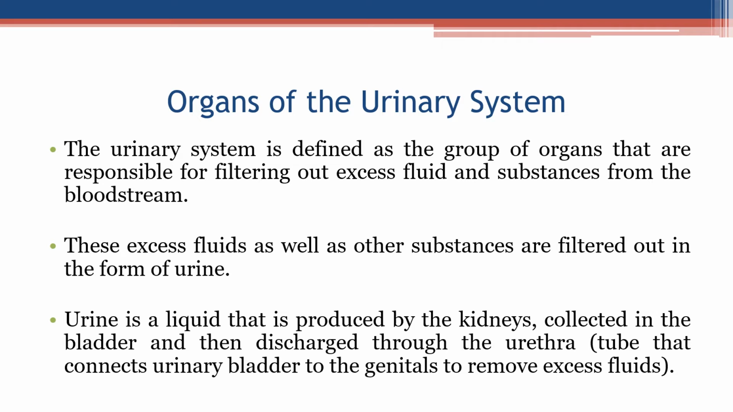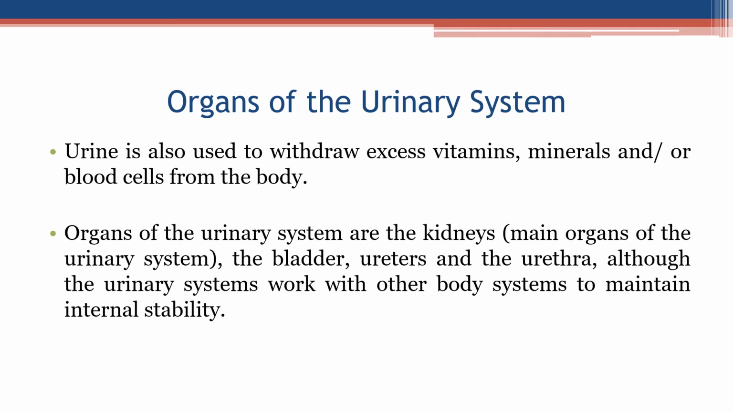The urinary system is defined as the group of organs that are responsible for filtering out excess fluid and substances from the bloodstream. These excess fluids as well as other substances are filtered out in the form of urine. Urine is a liquid that is produced by the kidneys, collected in the bladder, and then discharged through the urethra, the tube that connects the urinary bladder to the genitals to remove excess fluids. Urine is also used to withdraw excess vitamins, minerals, and/or blood cells from the body.